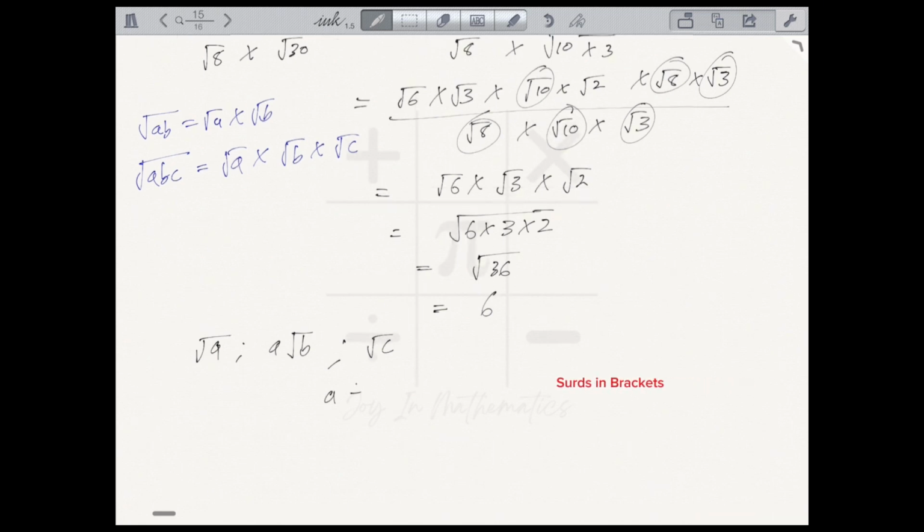So we have A plus root B, or A plus B root C and the likes, or we have root A plus root B. So this is what we call surds in brackets. In our next set of videos, we'll be dealing with operations on surds in brackets, multiplication, division, and we'll also deal with the rationalization of the denominator there.